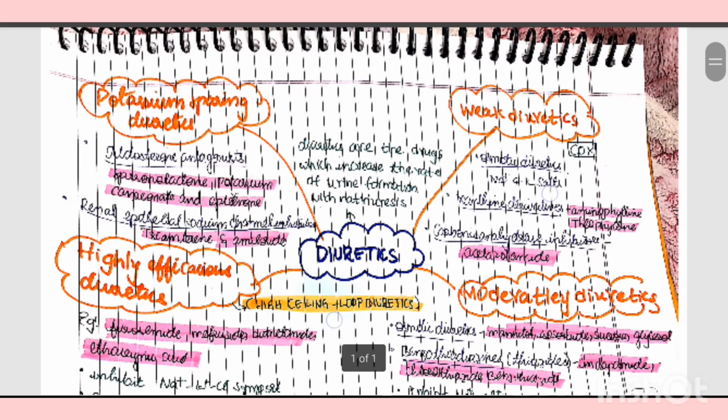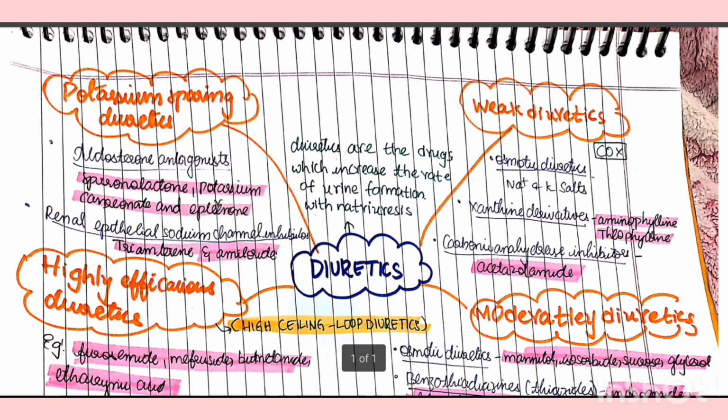Let's conclude this. Diuretics are the drugs which increase the formation of urine, or increase urination. In classification we have weak, moderate, high and potassium sparing. Under weak we have COX as the mnemonic: C stands for carbonic anhydrase, O stands for osmotic diuretics, and X stands for xanthine derivatives. Remember xanthine, and you have to recall aminophylline and theophylline. Coming to carbonic anhydrase, acetazolamide.